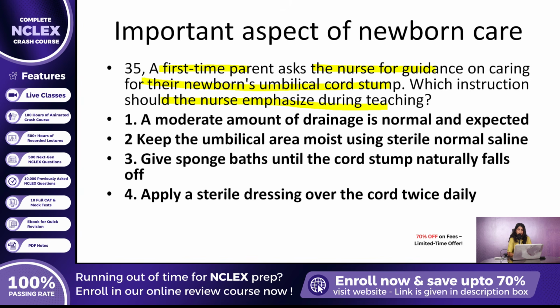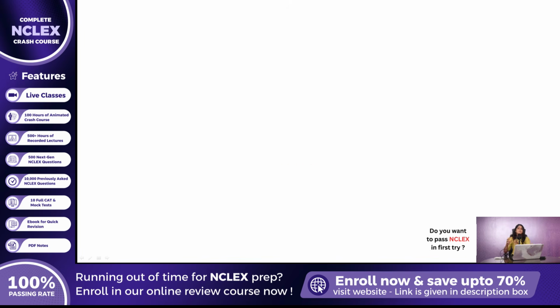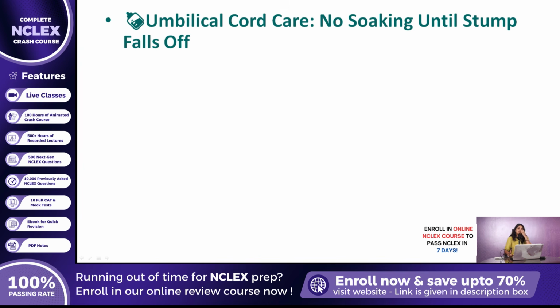The correct answer is option 3. Give sponge baths until the cord stump naturally falls off. This teaching point is critical for preventing infection and promoting proper healing.